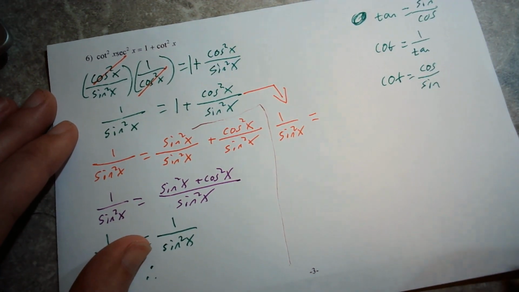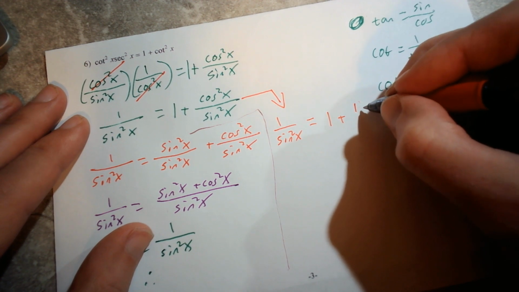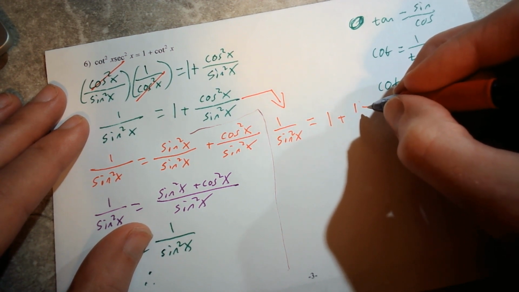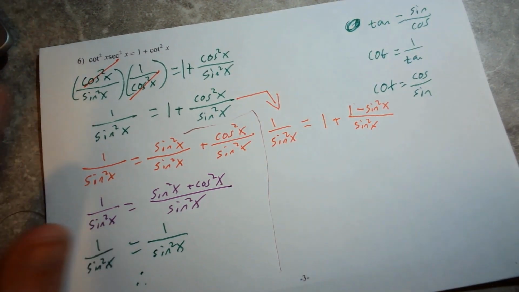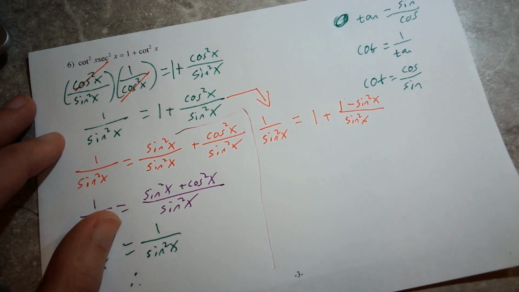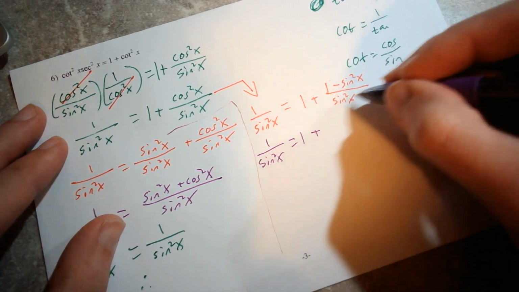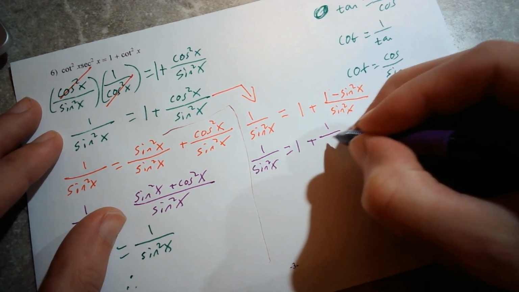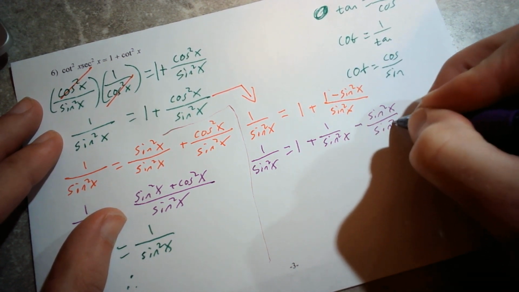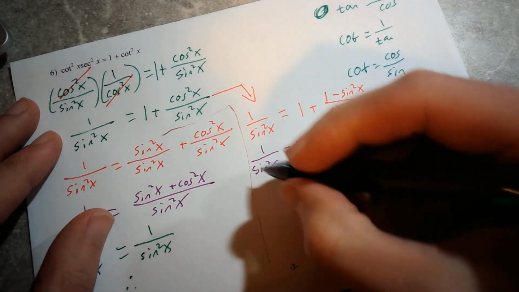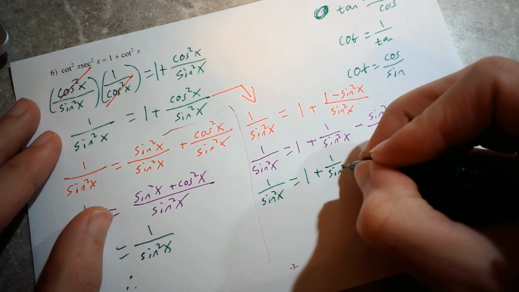Okay, let's say that I changed this to 1 plus, and I said cosine squared is 1 minus sine squared. Okay. If I did that, I would then say, okay, well, 1 over sine squared x equals 1 plus, let's break that apart into two different fractions. That would be 1 over sine squared x minus sine squared x over sine squared x.